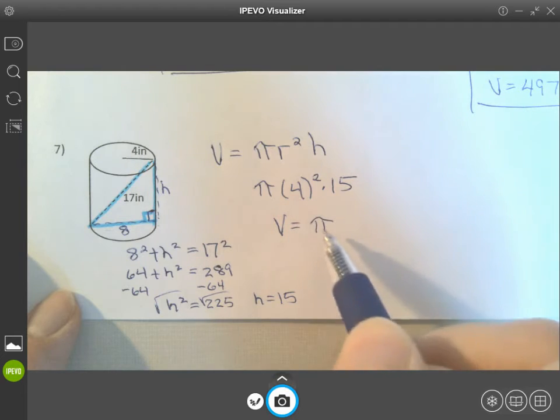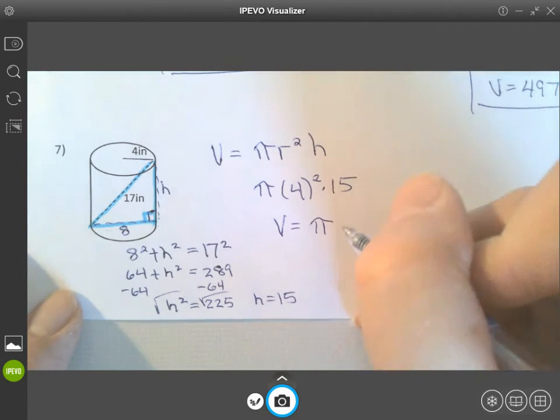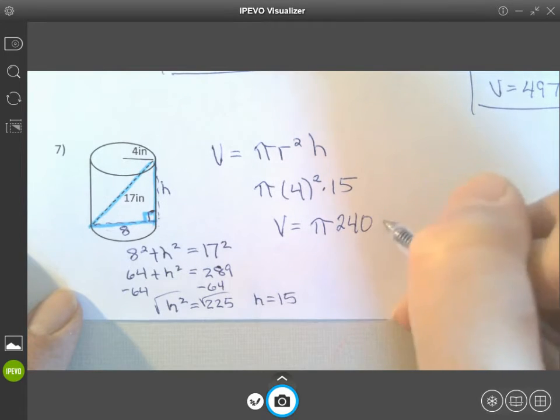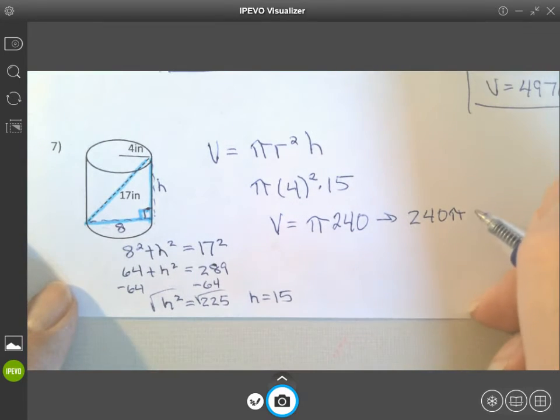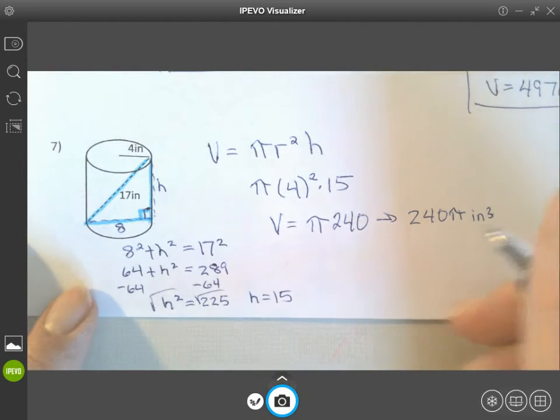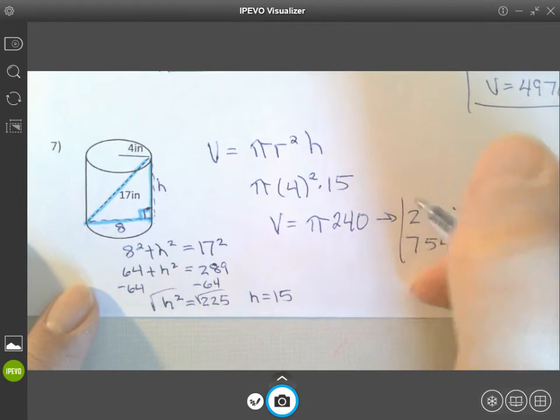All right, so guys, we're going to get our exact answer by typing in 4 squared times 15, which is 240. I messed up. I want to write it as 240 pi. I wrote the pi first. And this would be labeled what? Inches cubed. What's the approximate volume? I think it just rounds to 754 inches cubed.